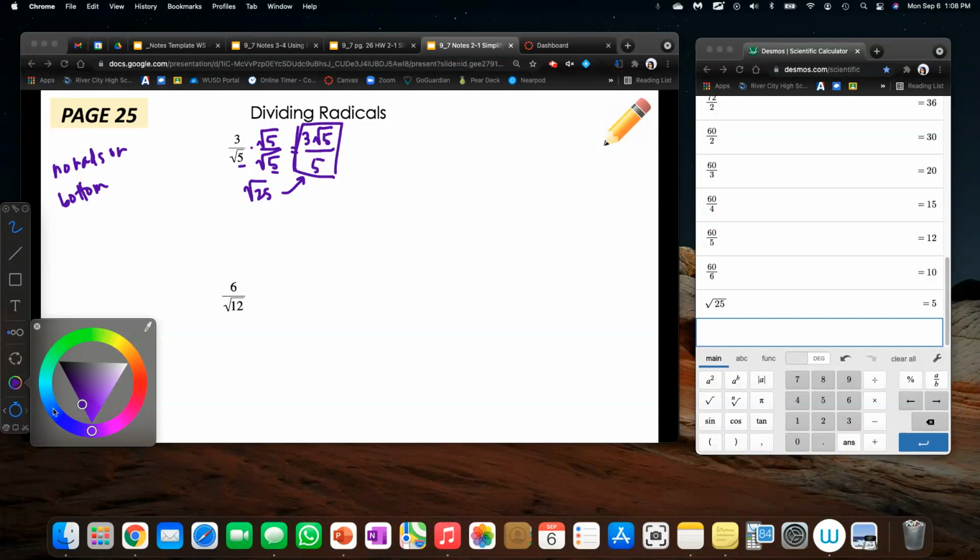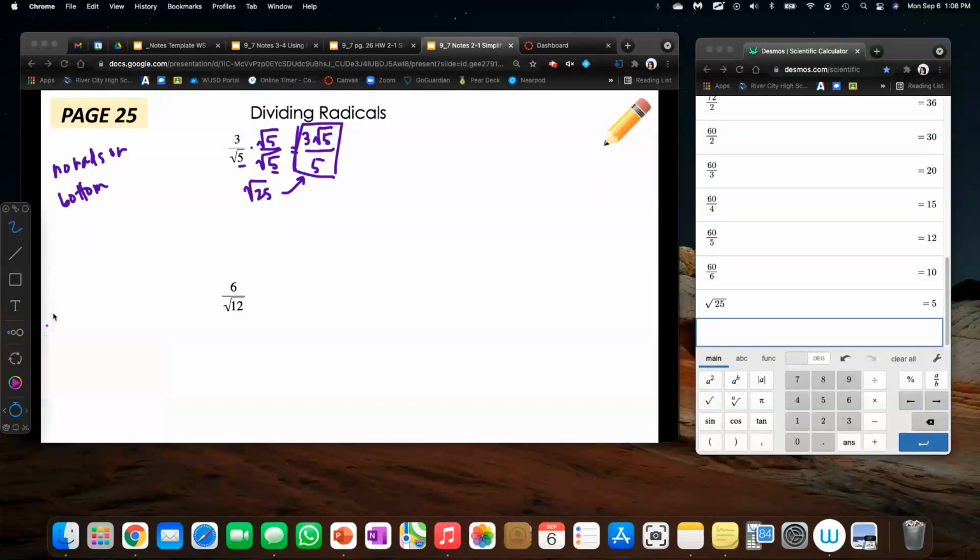All right, looking at the second example here. If you want, you could simplify before you start rationalizing. However, I usually like to just rationalize the denominator first. So my big 1 is going to be square root of 12 over square root of 12. So this becomes 6 times the square root of 12. And the denominator, 12 times 12 is 144. And the square root of 144 is just 12.